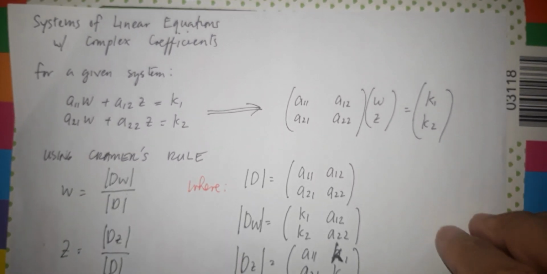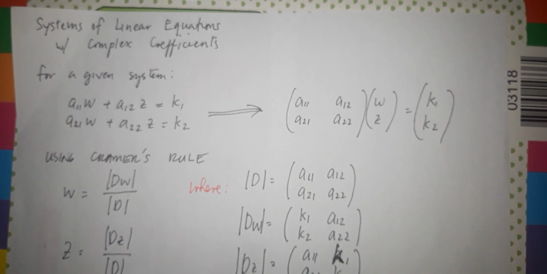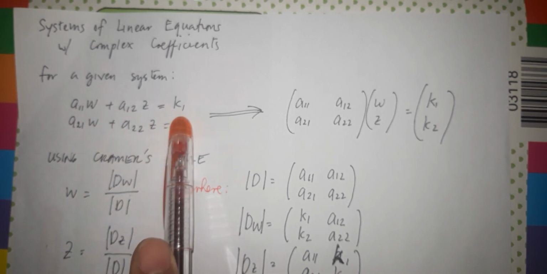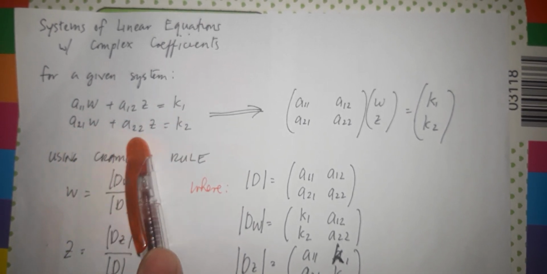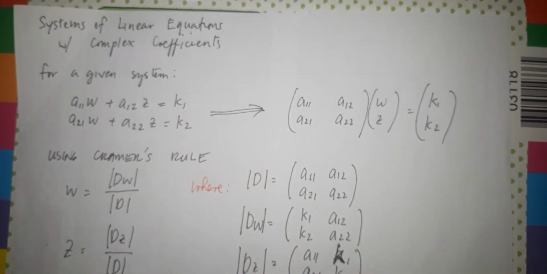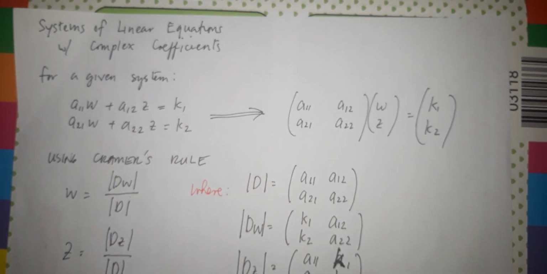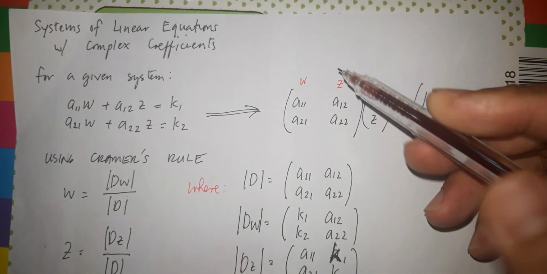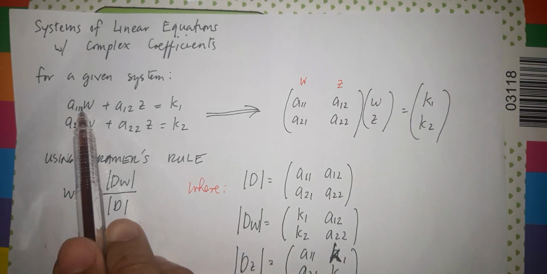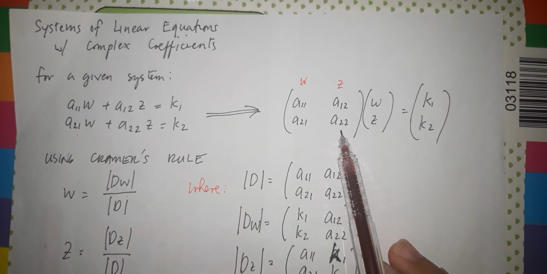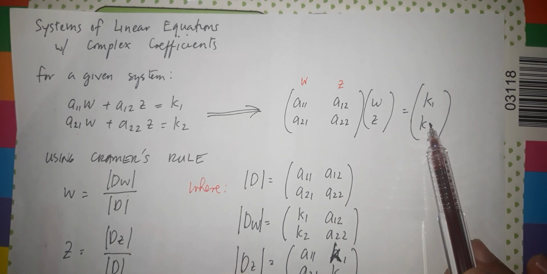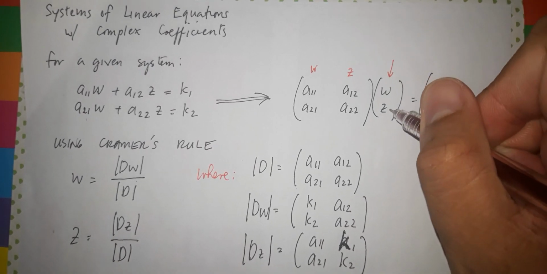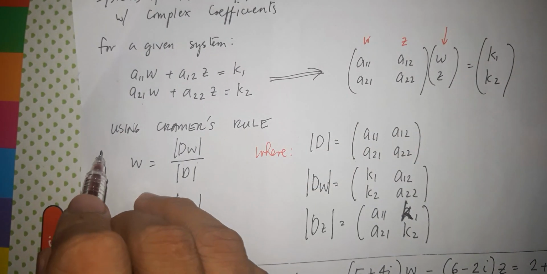Let's now proceed with systems of linear equations with complex coefficients. So for a given system, A11 W plus A12 Z is equal to K1, A21 W plus A22 Z is equal to K2. This can be expressed in augmented matrix as the coefficients of W, the coefficients of Z: A11, A21, A12, A22, times W, Z, is equal to K1, K2. So how do we solve for the unknown values W and Z? We are to use Cramer's rule.